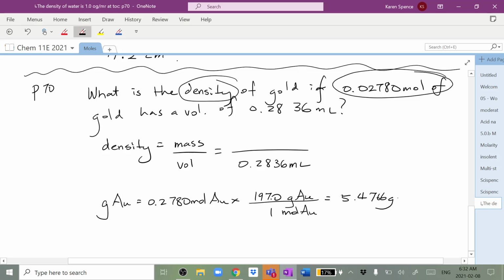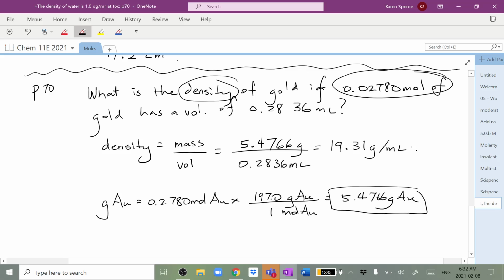And we get 5.4766 grams of gold. Remember, do not round this number. Leave a couple extra sig figs, 1 or 2 extra, so we don't end up with a rounding error later. 5.4766 grams of gold divided by 0.2836 is 19.31 grams per milliliter. So that is the first way you can do this.